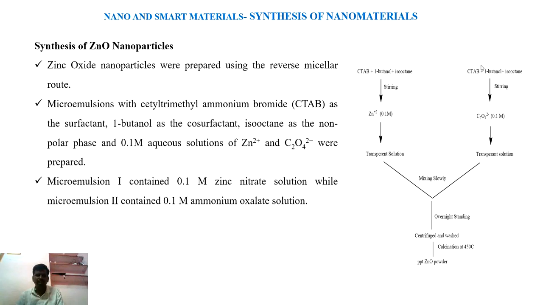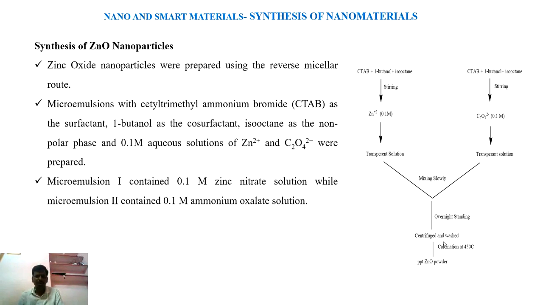Then we are again taking the CTAB, 1-butanol, isooctane surfactant. In that we are taking oxalate in the concentration of 0.1 molar, and again we are mixing and getting a transparent solution. Both of the solutions are mixed together slowly, and then we have to keep this up to overnight. After that droplet dimers will be formed between these. After that, hydrolysis and polycondensation will take place and result in the formation of nano droplets. Those nano droplets further undergo some reactions and result in the formation of solid nanomaterials.